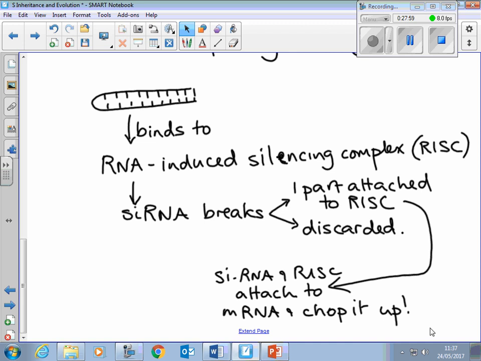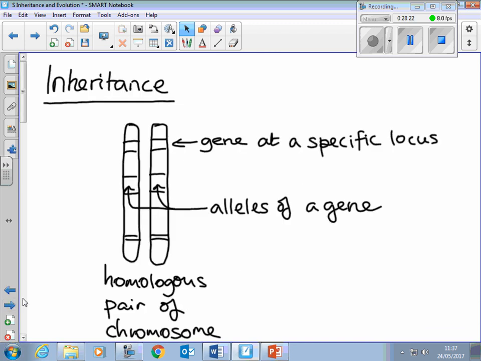Oh, the other bit on there. How can cells use it to defend themselves? Well, theoretically, you can use it to chop up the DNA or RNA from viruses. I think our cells don't, but I think bacteria are quite good at that. They're quite good at defending themselves against viruses, to be honest. Right, what else have we got? We then went on to the inheritance bit.